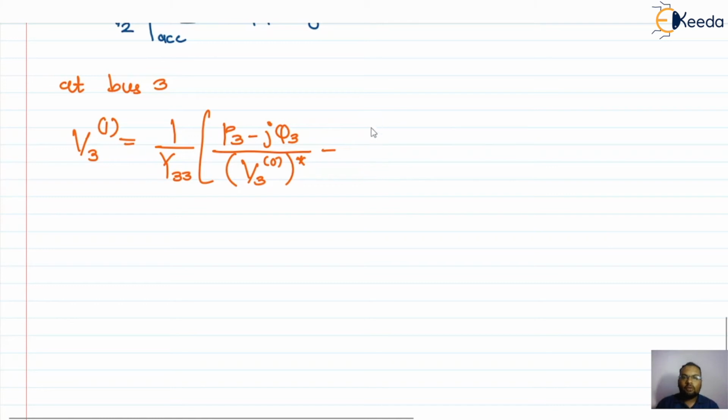So here we will get the first term as Y31 into V1. Again, as said, V1 is independent of the iteration. In any iteration, its value will remain the same, so I'll not write any iteration here because its value will remain constant. Next term, we'll get Y32 into V2 in the first iteration. Okay, we have to go up to the k minus 1th term. So k is 3, 3 minus 1 is 2, we have to go up to the second bus. We already got this value, V2 in the first iteration, so we can directly use it.